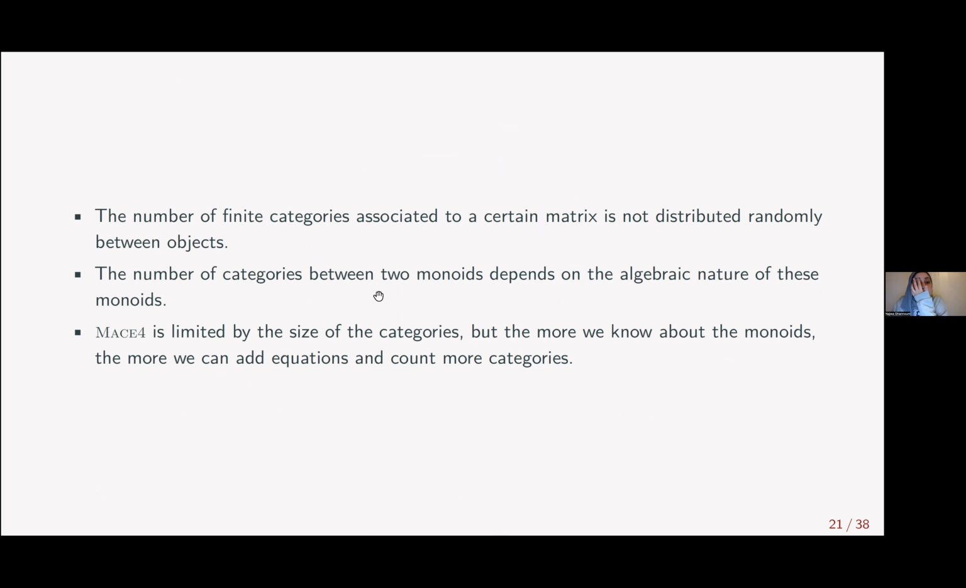But unfortunately, Maze4 is very limited by the size of the categories. So if I make this domain size bigger, it will crash and stop. But the more we know about the monoids and their algebraic structures, how they affect the category itself, the more we can add equations and count more categories. So this is all for the first part.